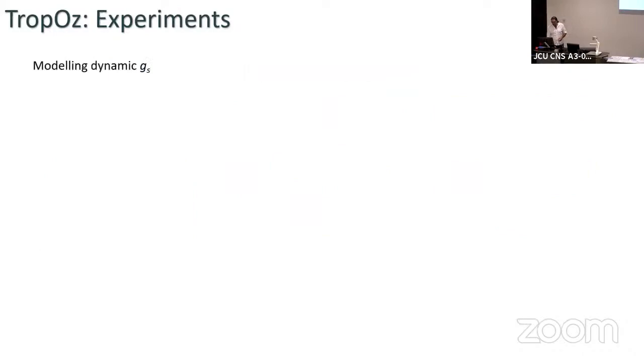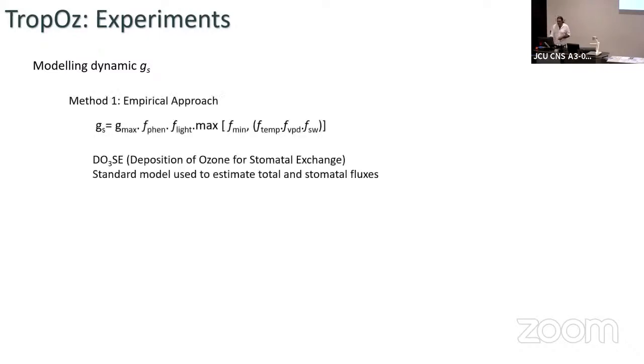the leaf. So what we need to do is actually model on a kind of hourly or even hopefully sub-hourly timescale the conductance that the plant is observing, then marry that with the concentration of ozone to calculate the flux. And we're doing that in two ways. First is an empirical approach.